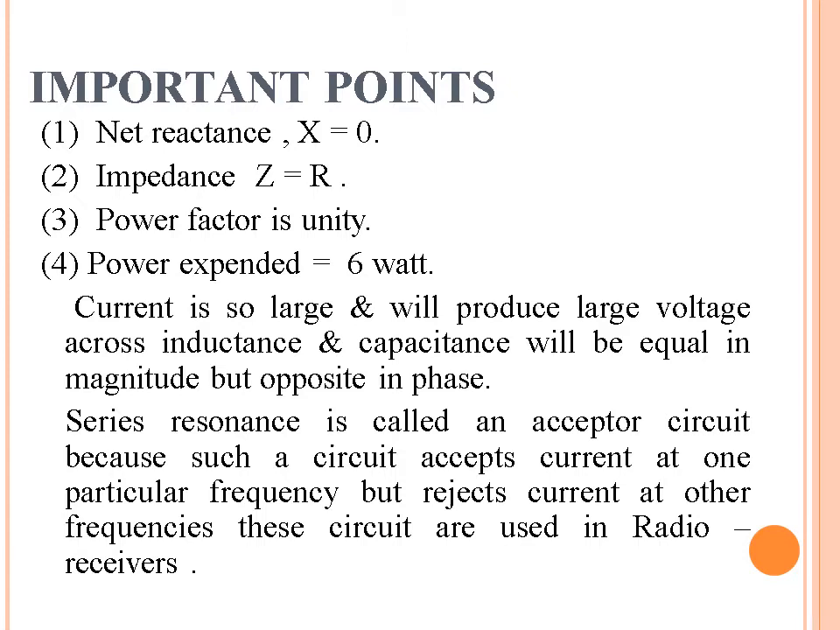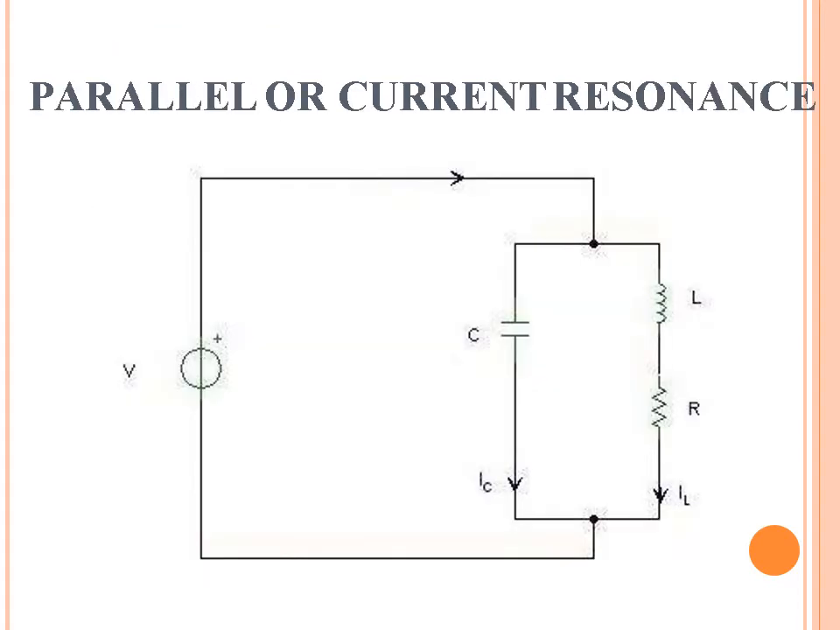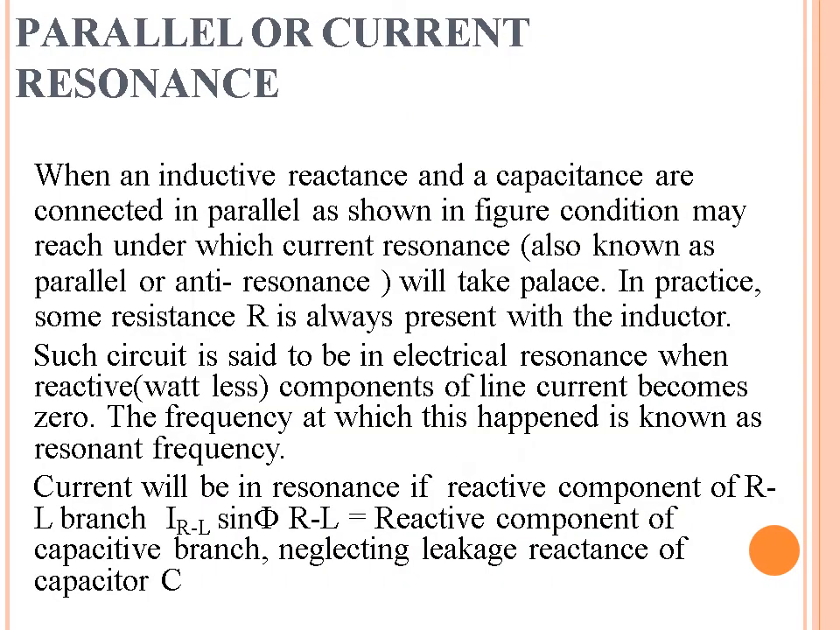So this circuit is used in radio resonance. The reactance curve of a series resonance circuit, and the parallel or current resonance circuit, is represented in this diagram. In this, the inductance and capacitance will be in parallel. When an inductive reactance and a capacitance are connected in parallel as shown in the figure in the previous slide, there may be a frequency at which current resonance will take place.